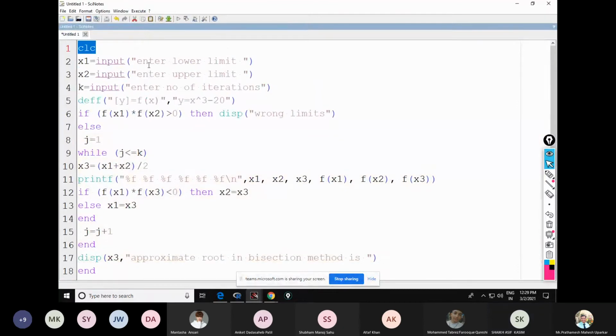CLC. What is the use of CLC? Anyone? Clear the screen. So whatever is on the screen, it will get cleared. Then I have written the program. See if there is any mistake or not.